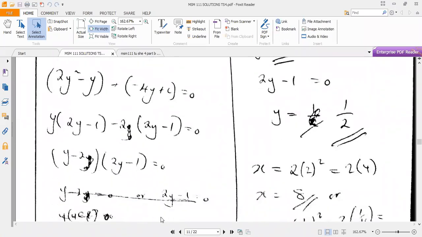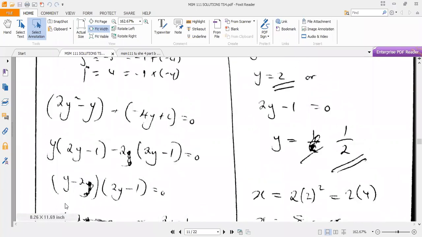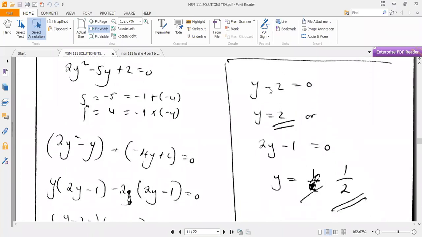When you have reached that stage, you can equate each factor to zero. You start with y minus 2 is equal to 0. We solve for y. How do we solve for y? We just say the 2 goes to the other side. So y is equal to 2.